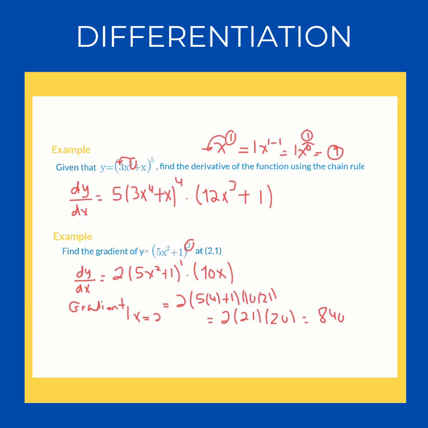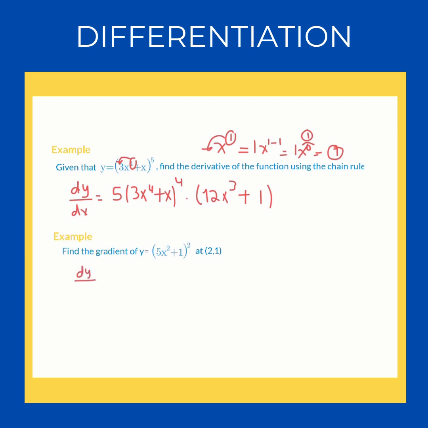Now in the second example, it says find the gradient of y equals 5x squared plus 1, all of it squared, at the point 2, 1. To find the gradient, I need to find the derivative. So dy over dx is equal to, the power 2 goes down, so it becomes 2 times 5x squared plus 1, and I need to subtract 1 from the power, so 2 minus 1 is 1, times the derivative of the inside function 5x squared plus 1.